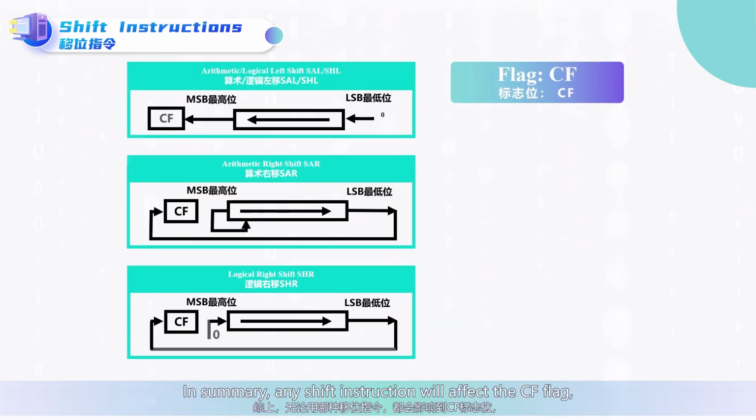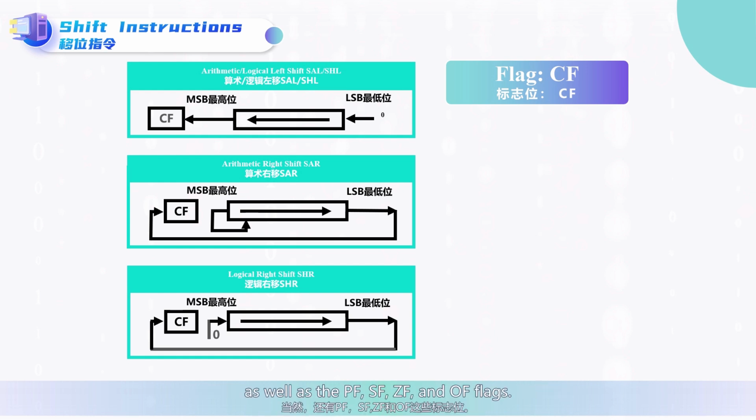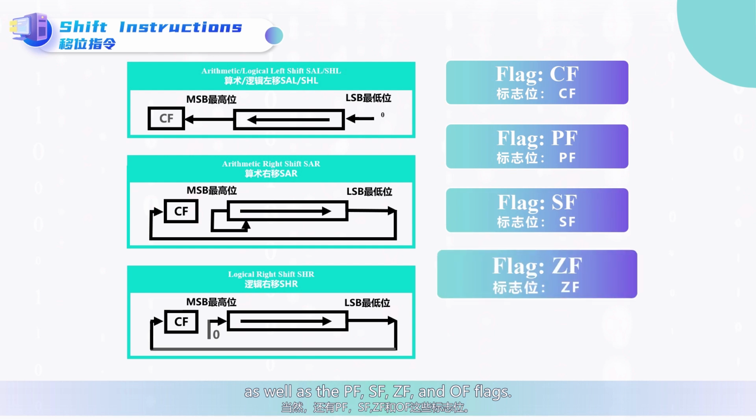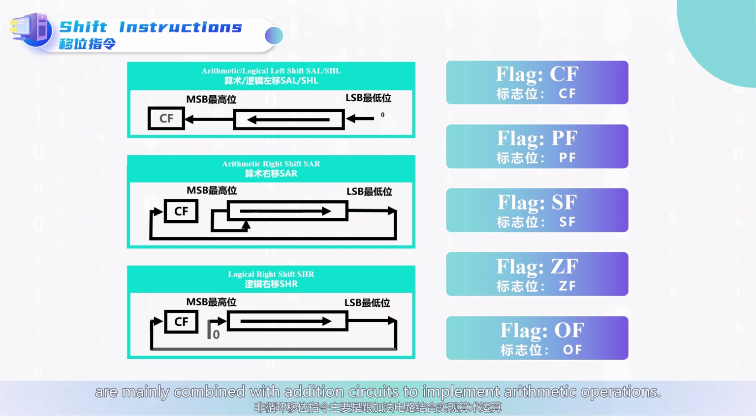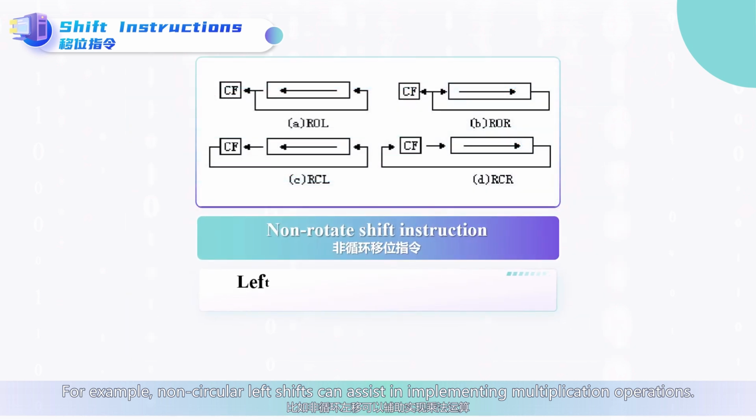In summary, any shift instruction will affect the CF flag, as well as the PF, SF, ZF, and OF flags. Non-circular shift instructions are mainly combined with addition circuits to implement arithmetic operations. For example, non-circular left shifts can assist in implementing multiplication operations.